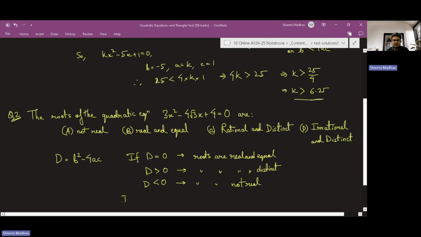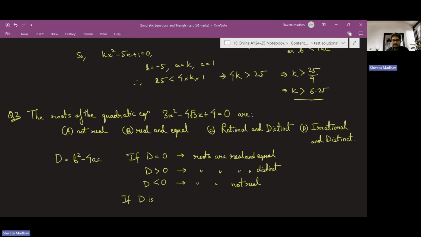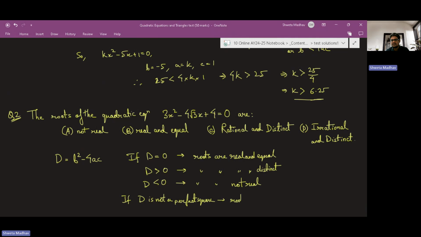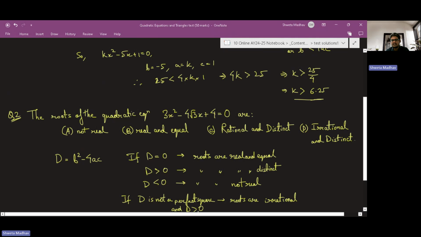And if d is not a perfect square, and d is greater than 0 also, then we can say that the roots are irrational and distinct.